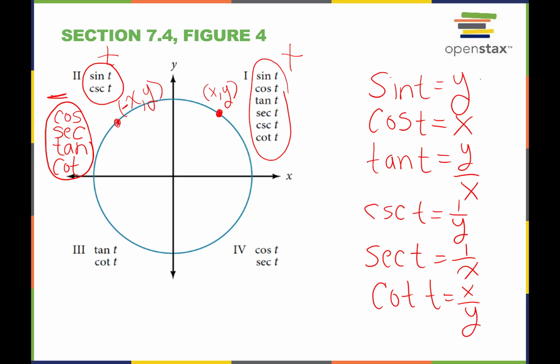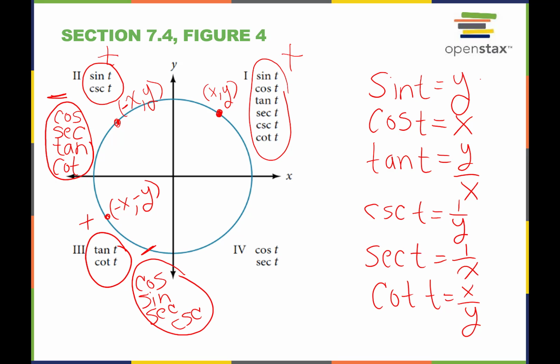In the third quadrant, x and y are both negative. So anything that involves both x and y is going to be positive. So tangent and cotangent are both going to be positive because if you take y over x or x over y, if they're both negative, a negative over a negative is going to be a positive. So these are going to be positive and everything else is going to be negative. So cosine is going to be negative, sine is going to be negative, secant and cosecant. These are all going to be negative in the third quadrant.